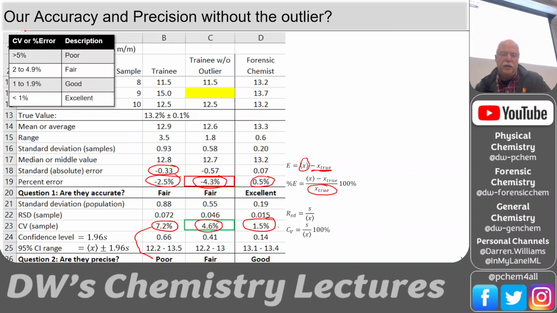So there's definitely a difference between our precision. We have good precision here and fair precision on our trainee. Plus we had an outlier on the trainee. We have fair accuracy and excellent accuracy. So we would say there's a difference in accuracy too.